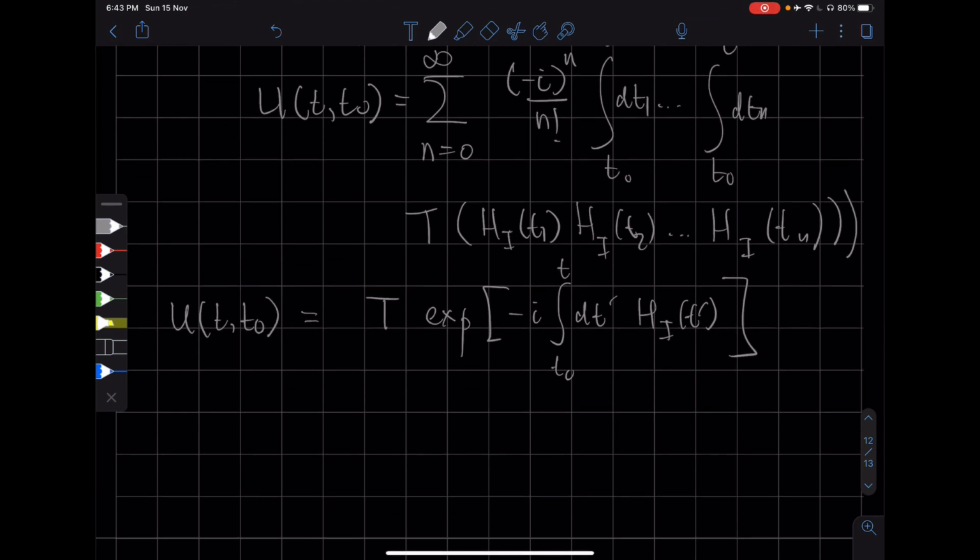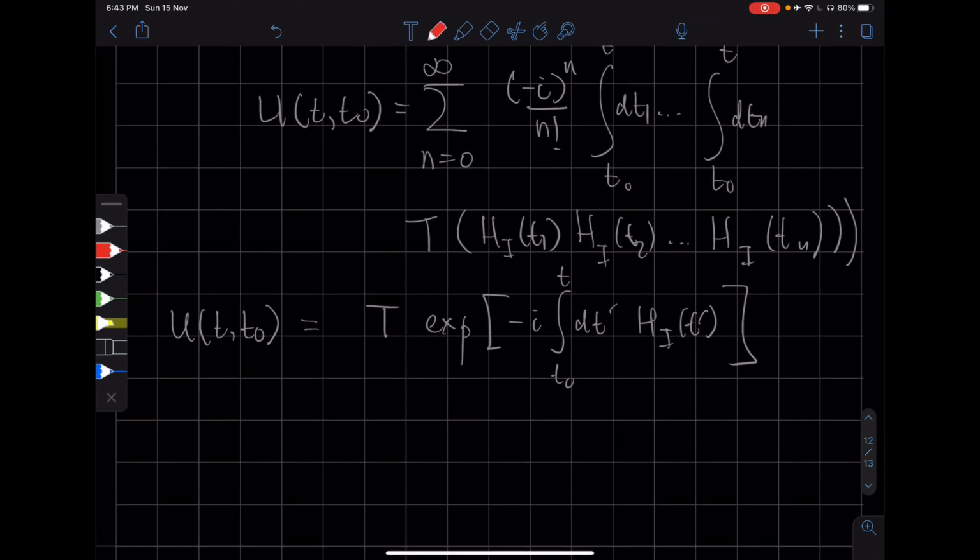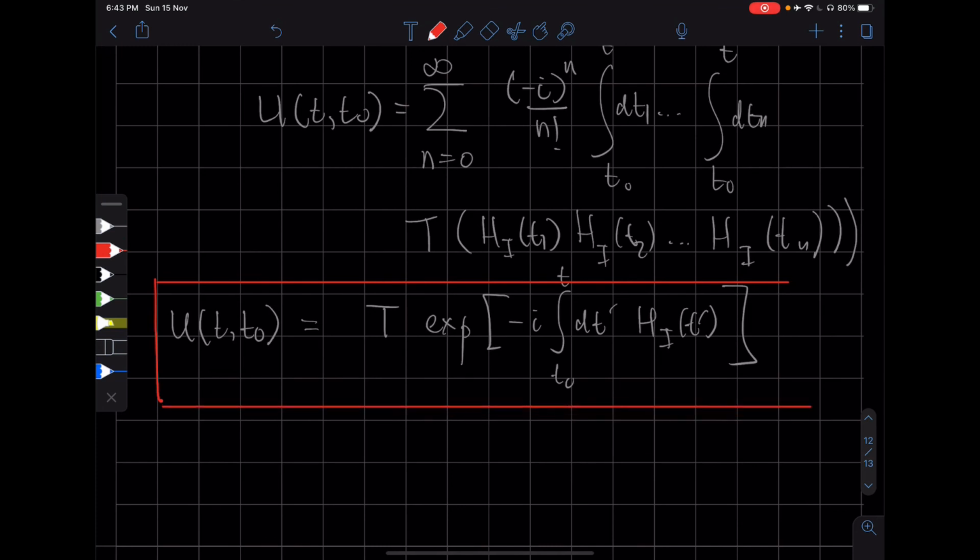So this is what is called the Dyson series. It is the formal solution to the evolution equation in the interaction picture.